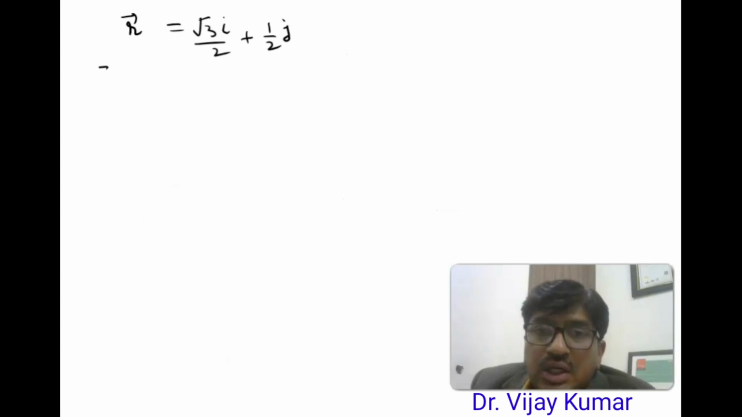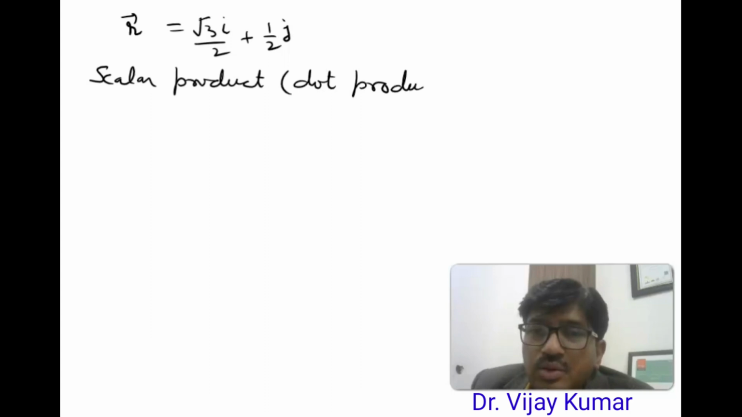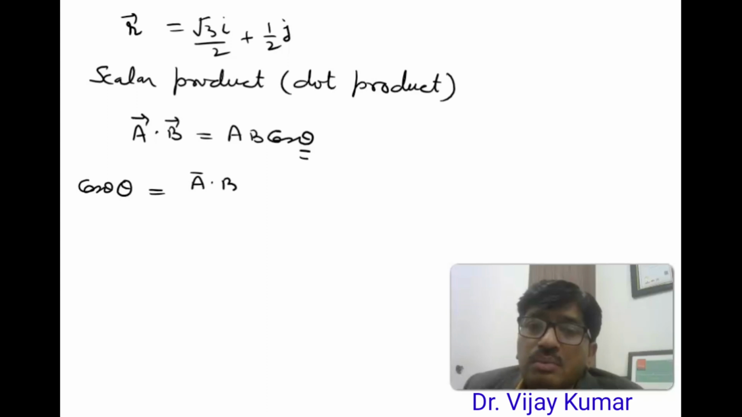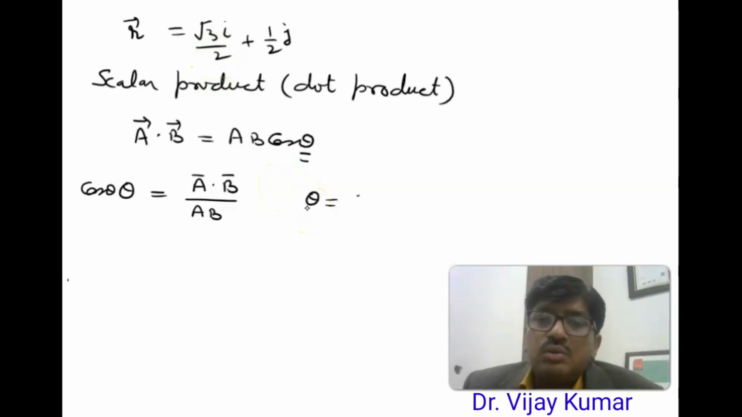So scalar product, we can say it dot product. A and B, two vectors, A dot B should be AB cos theta, where theta represents the angle between two vectors, and we can write cos theta equal to A dot B upon AB. Theta equal to inverse cos of A dot B upon AB.